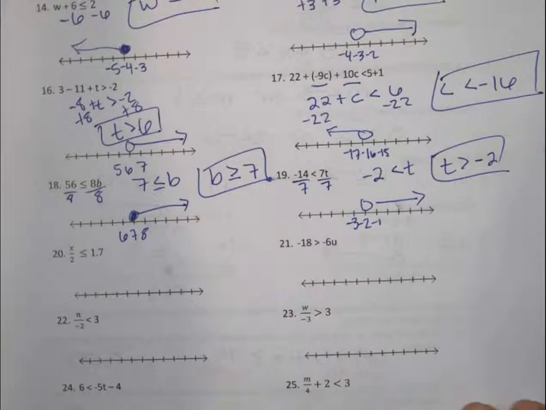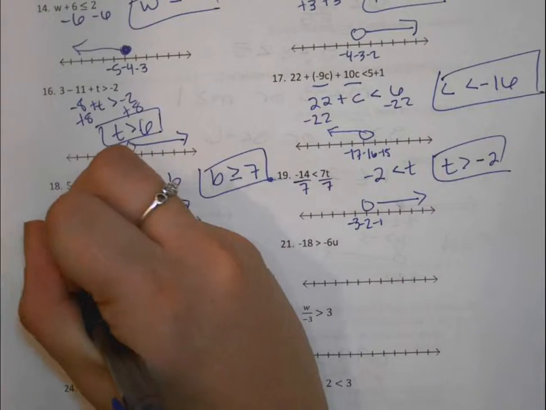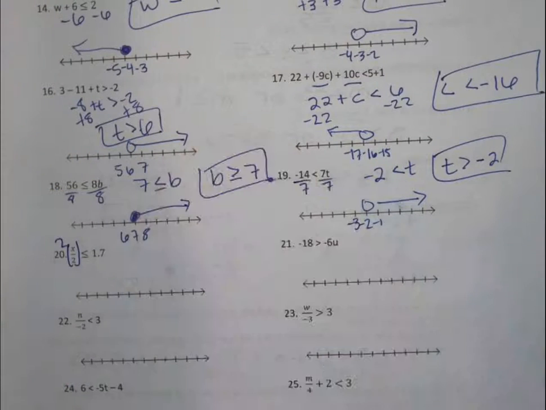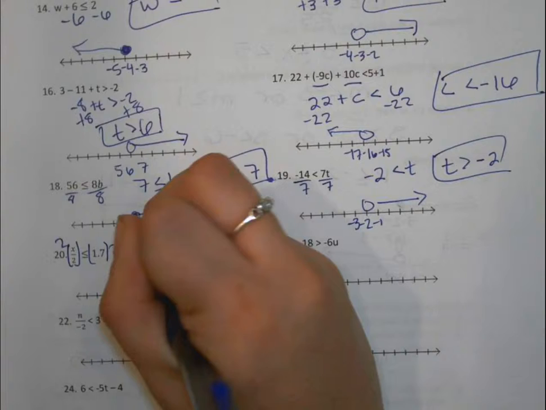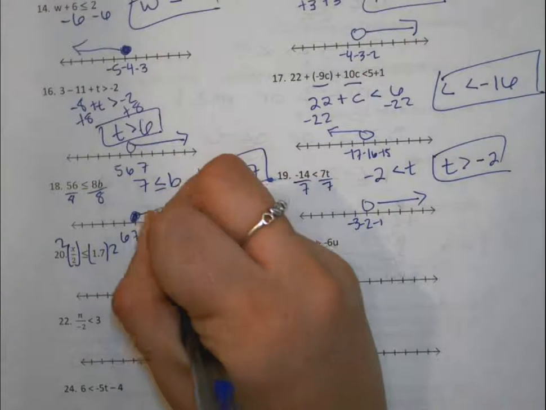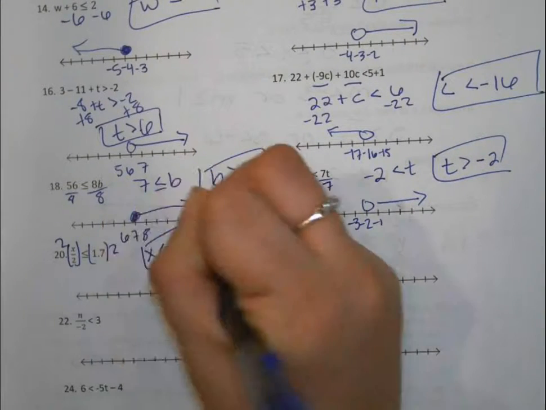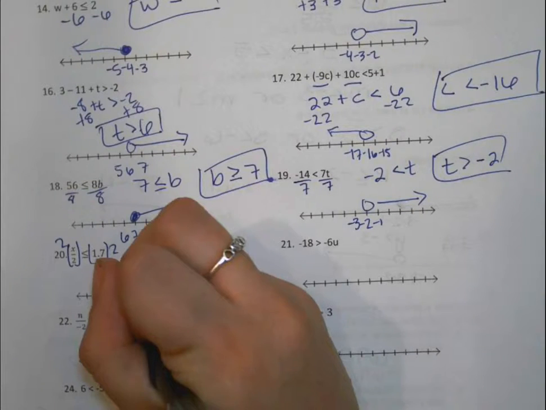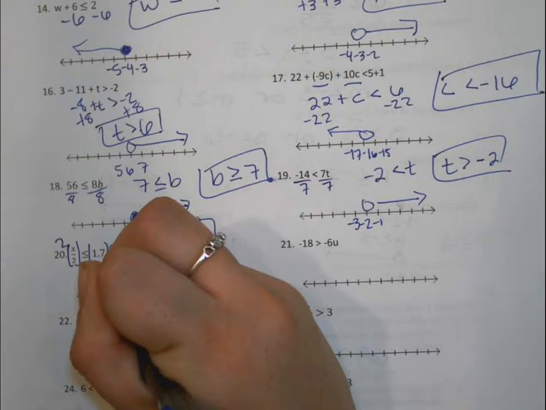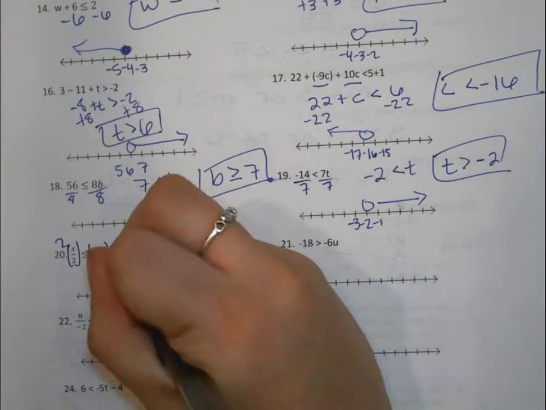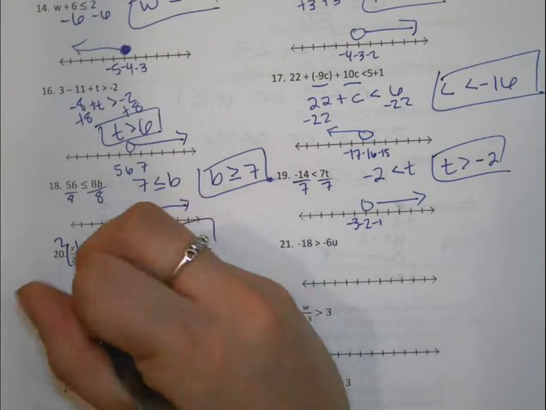Number 20, I'm not on 22 yet. I want to get rid of division. Fractions are division. So opposite of dividing is multiplying by 2. So I have x is less than or equal to 3.4. Open, nope, closed circle, and to the left.